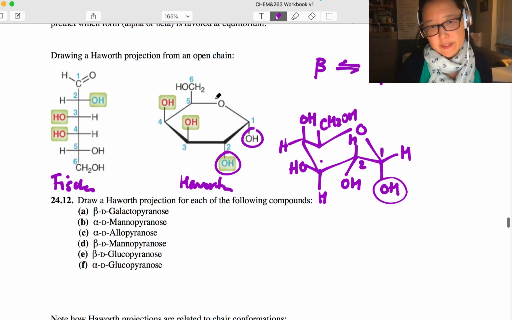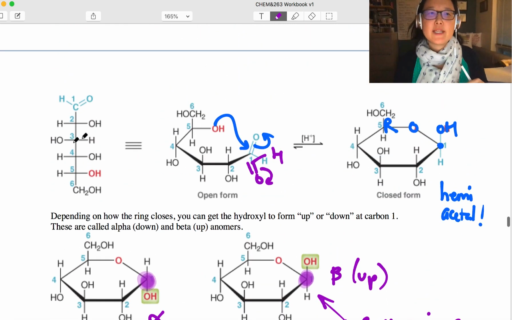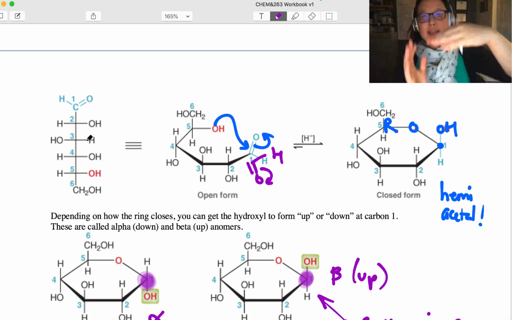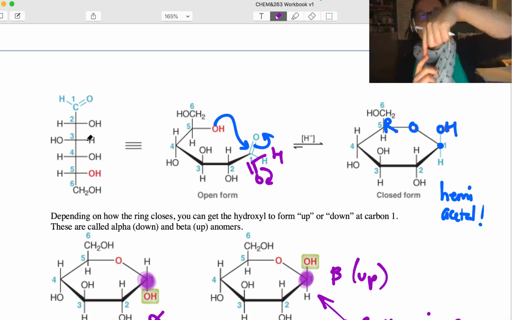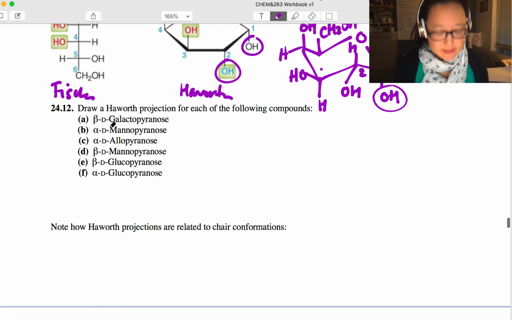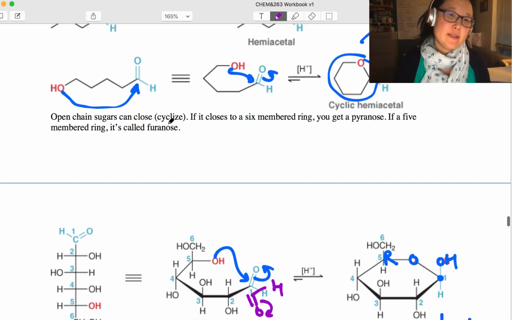To draw a Haworth projection, I usually lie a sugar down on its side and then I show the attack. Very similar to how this is done. So I take this molecule and I just rotate it down, so have it lie down on its side and then have it attack. And I think you guys will see how it's done. So galactopyranose, I'm going to look at what that structure is.